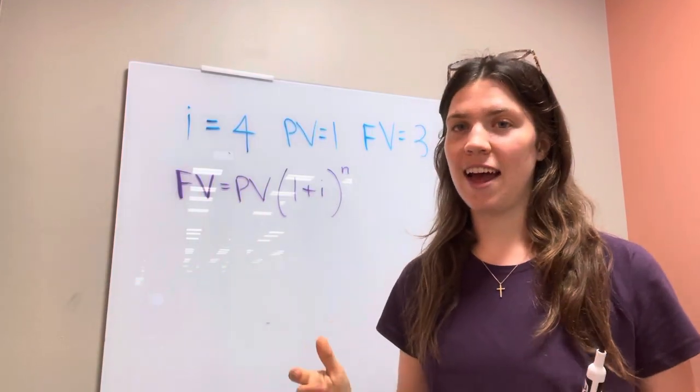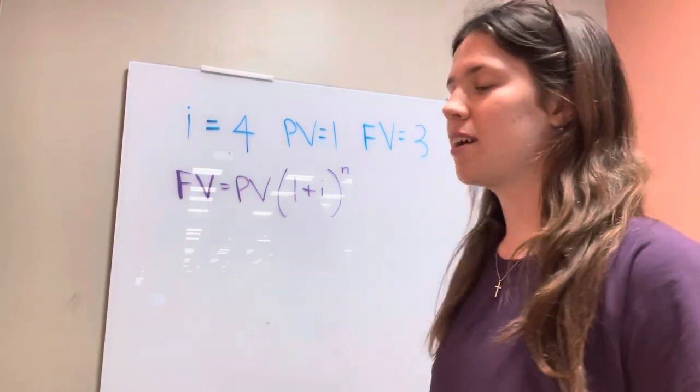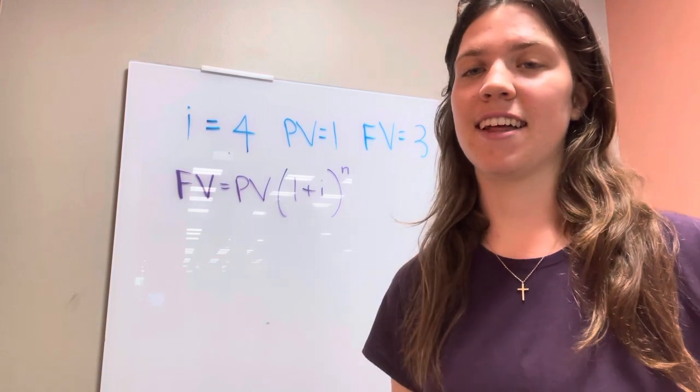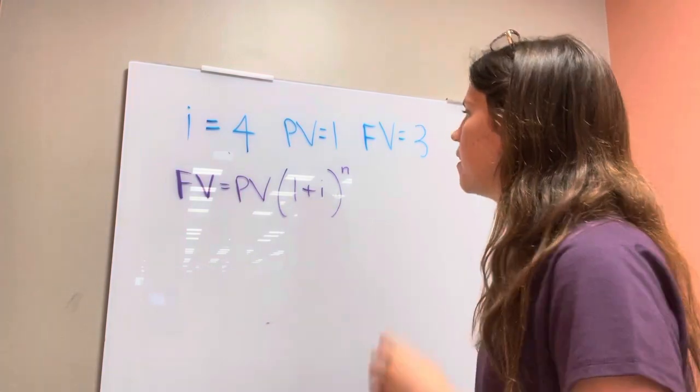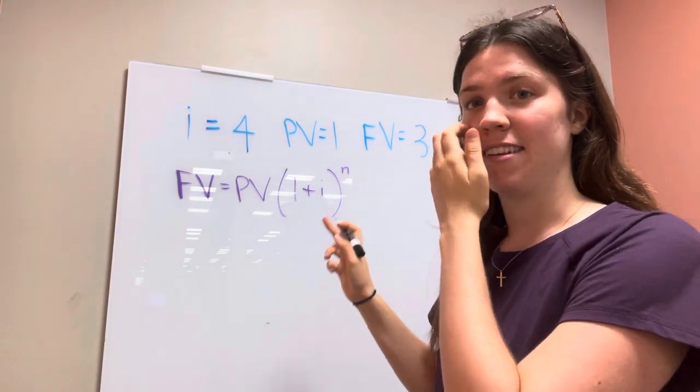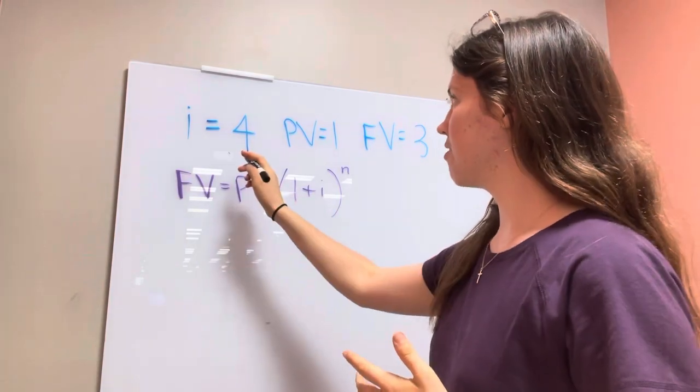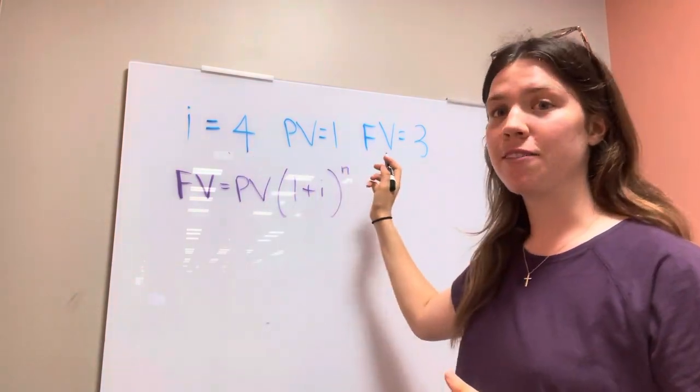This is how to solve for N or years using a formula and also your financial calculator. Let's start with the formula. So we're using simple numbers just to show you this little hack, but we have an interest rate of 4, present value of 1, future value of 3.